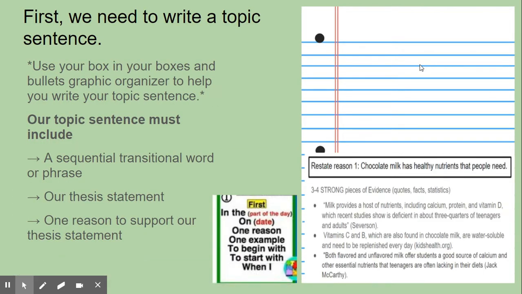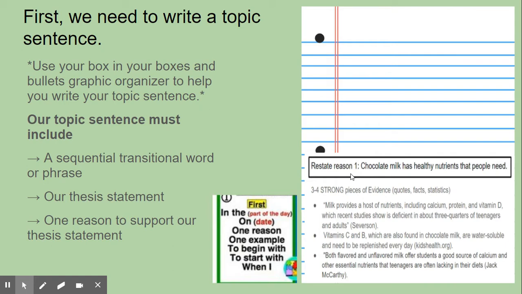All right. So to begin writing a body paragraph, we need to write a topic sentence, and our boxes and bullets graphic organizer is a great way to help us write our topic sentence. So our box is going to give us a clue about what our topic sentence should be. So this box states our first reason is that chocolate milk has healthy nutrients that people need.